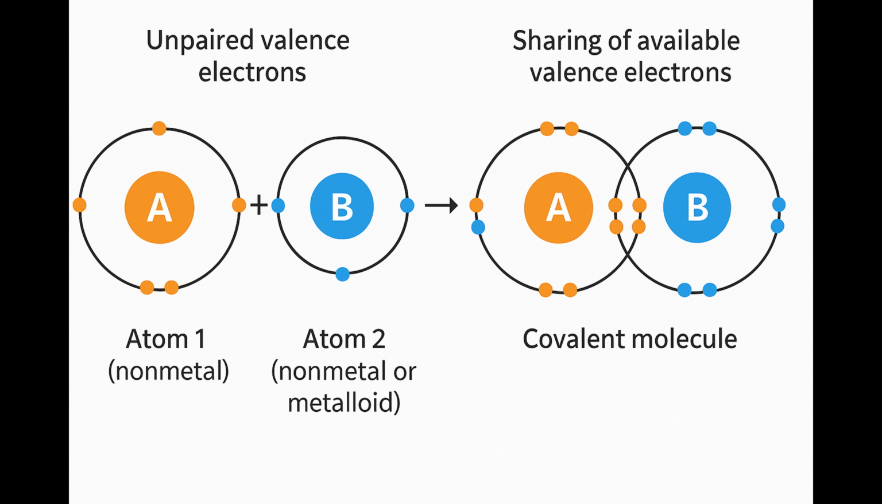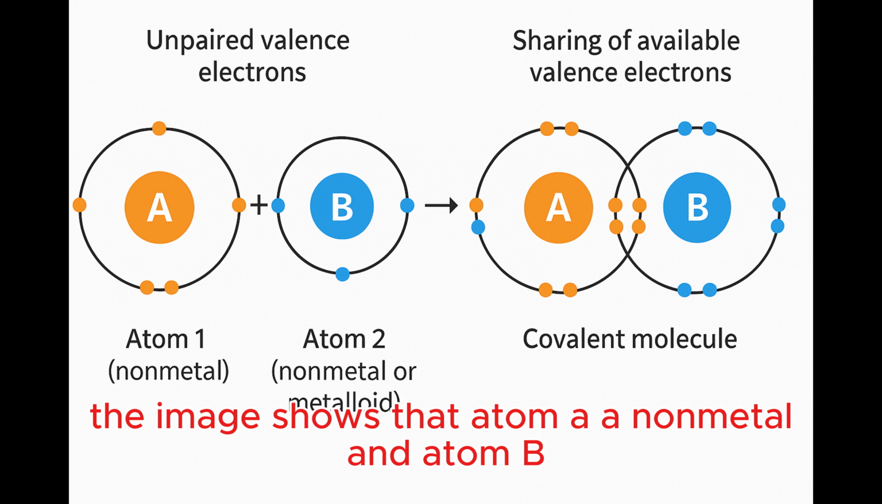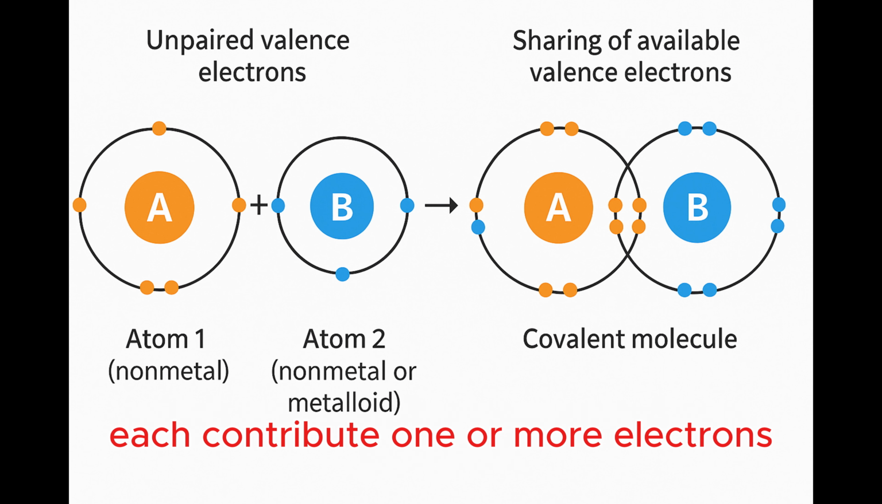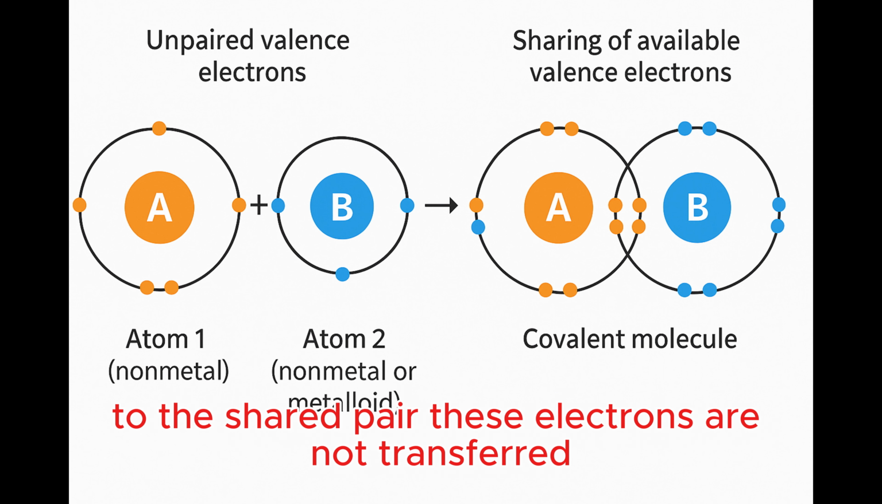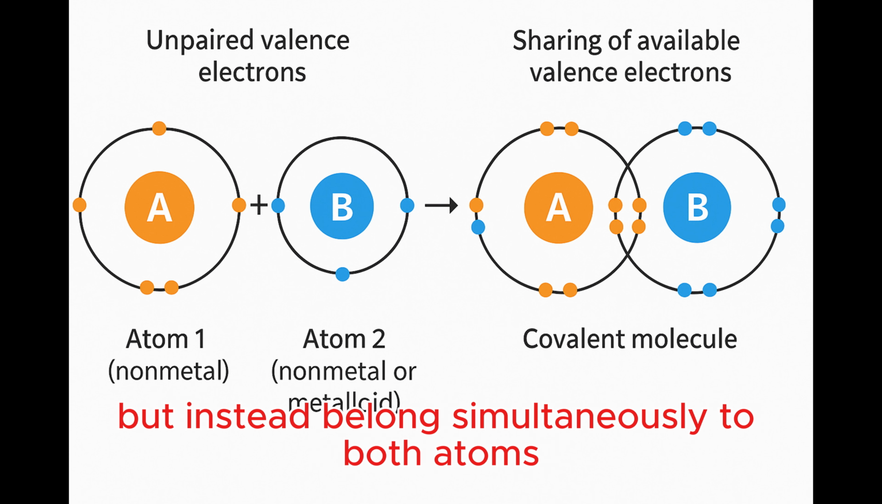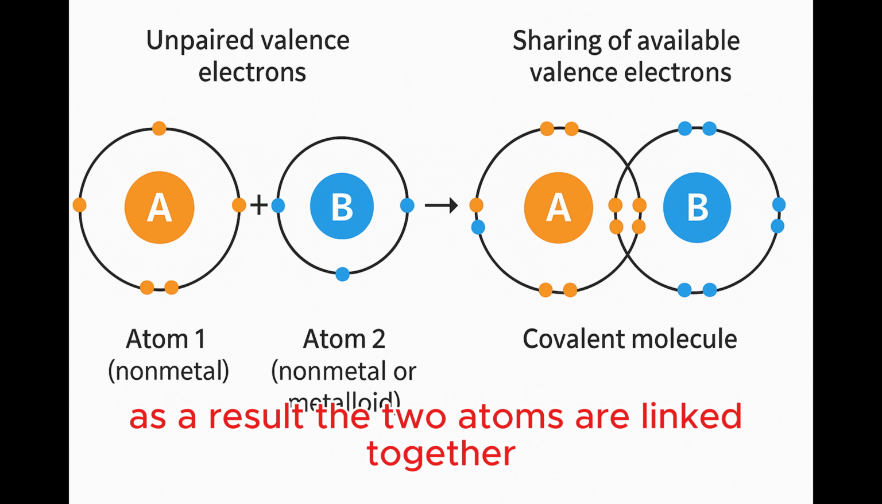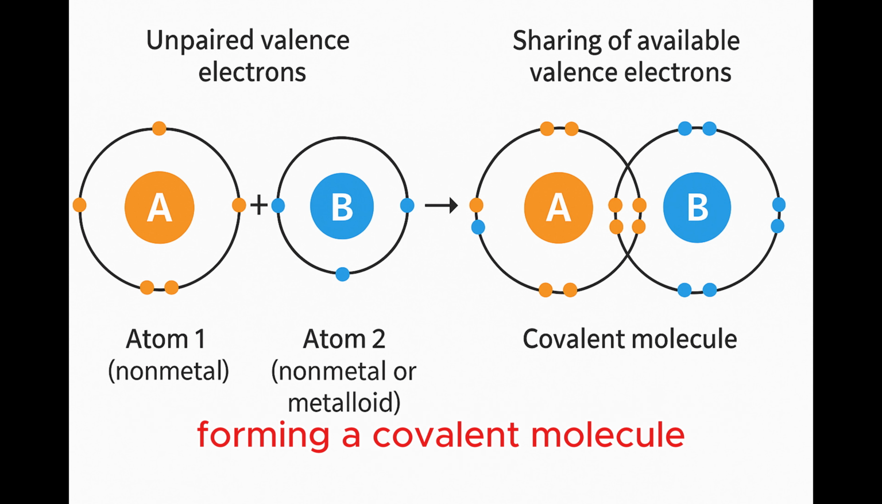its octet. The image shows that atom A, a nonmetal, and atom B, which can be either a nonmetal or a metalloid, each contribute one or more electrons to the shared pair. These electrons are not transferred but instead belong simultaneously to both atoms. As a result, the two atoms are linked together, forming a covalent molecule.